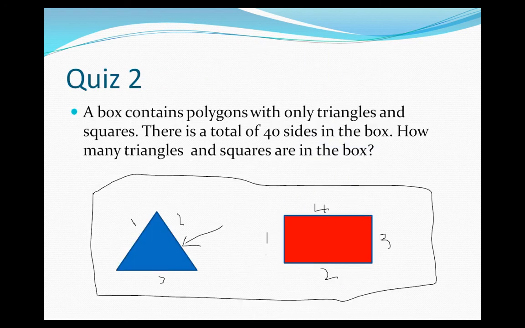A box contains polygons with only triangles and squares. There's a total of 40 sides in the box. How many triangles and squares are in the box? So we came up with a total of 3 answers.